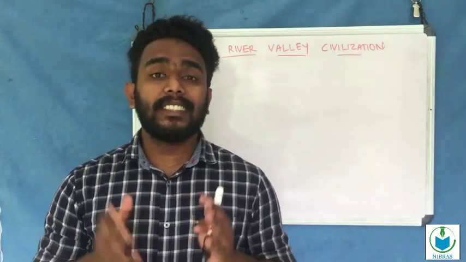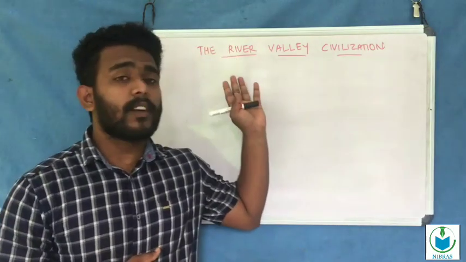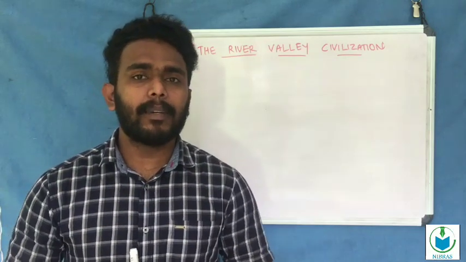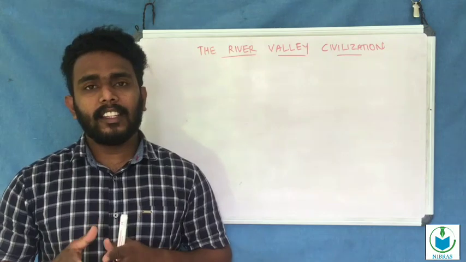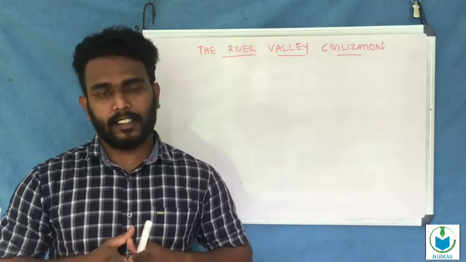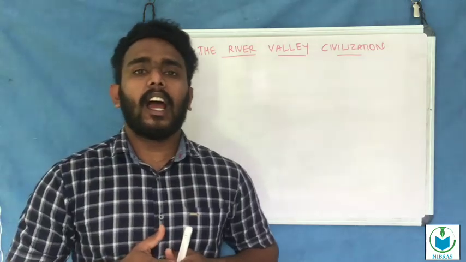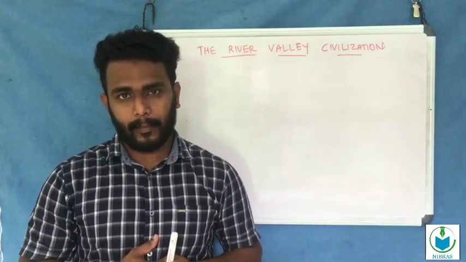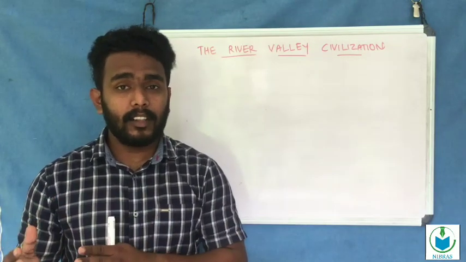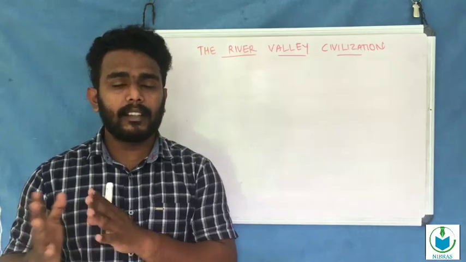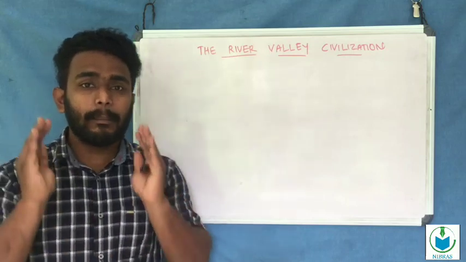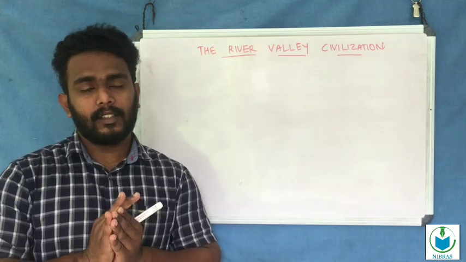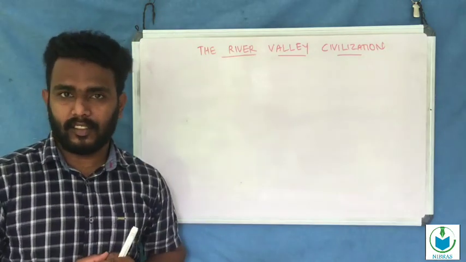The title of the second chapter is the River Valley Civilization. All these civilizations developed in this period. They were located on the banks of rivers, so they are called the River Valley Civilization. All the civilizations that emerged on the banks of rivers are called River Valley Civilizations.